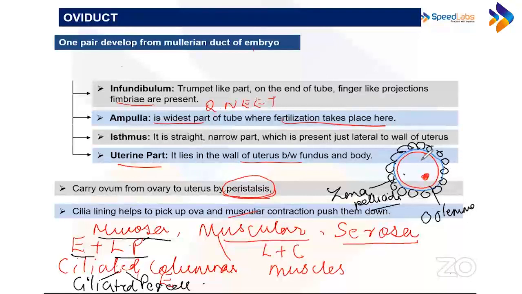The oviduct has to be operated, and the fallopian tube has to be removed. This is called tubal pregnancy, and it is very, very dangerous when the zona pellucida dissolves and the implantation takes place in the wall of the oviduct. Okay, so you got the answer to this.